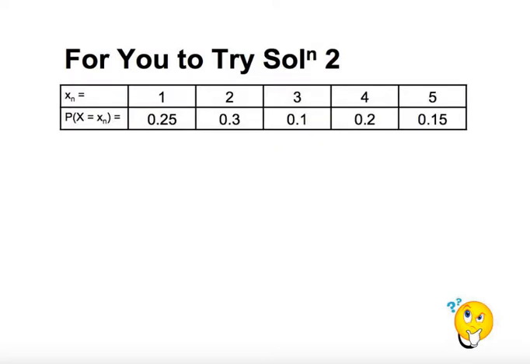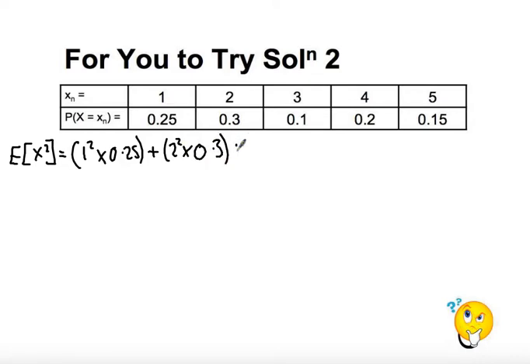Okay then, so let's have a look at the solution. Expectation of x squared. First I want to get my method mark. So write out the entire calculation. 1 squared times 0.25 plus 2 squared times 0.3 plus 3 squared times 0.1 plus 4 squared times 0.2 plus 5 squared times 0.15.